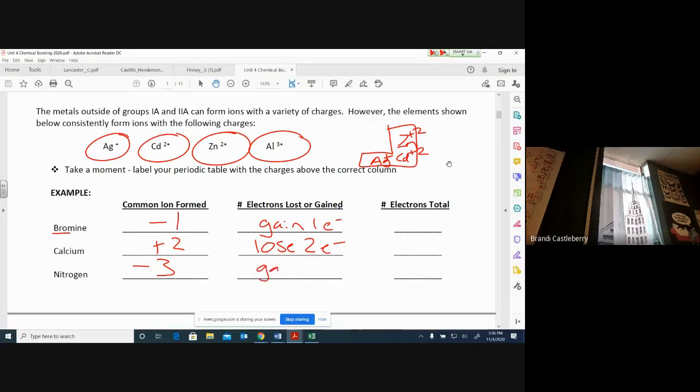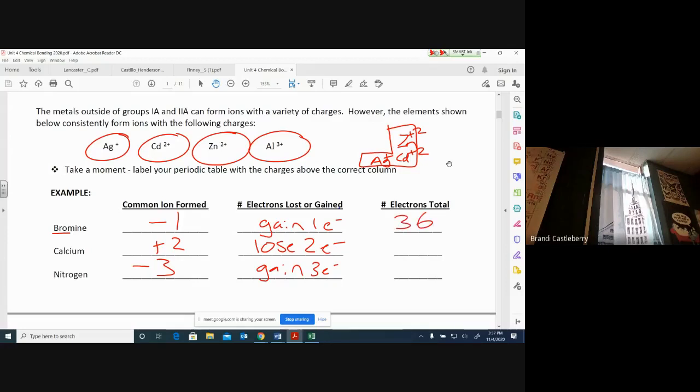So I have a gaining of 3. The last column is how to answer the electron total. Now, normally, when an atom is neutral, the number of electrons it has is just its atomic number. So if I look at bromine, its atomic number is 35. So normally it has 35, but we just said it gained 1 to become negative. So how many does it have now? It gained 1, so it was 35, now it's 36.